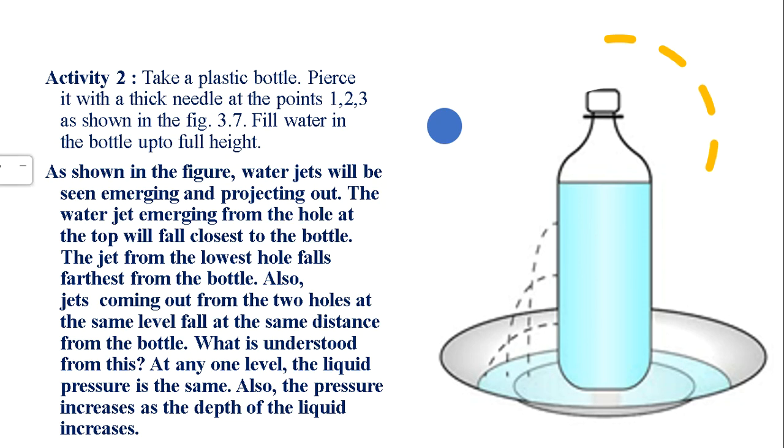The jet from the lowest hole falls farthest from the bottle. Also the jets flowing out from 2 holes at the same level fall at the same distance from the bottle. What is understood from this? At any level the liquid pressure is the same. Also the pressure increases as the depth of the liquid increases. This is nothing but the liquid pressure.